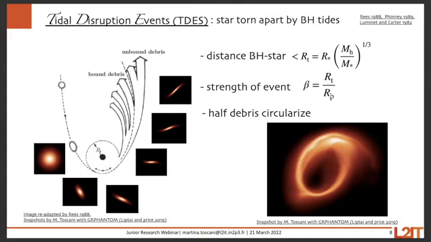After the disruption, we expect roughly half of the stellar material to circularize around the black hole and eventually to form an accretion disk.